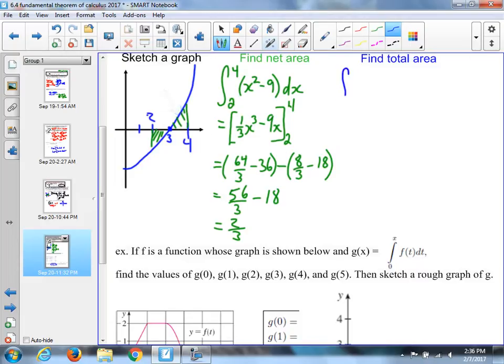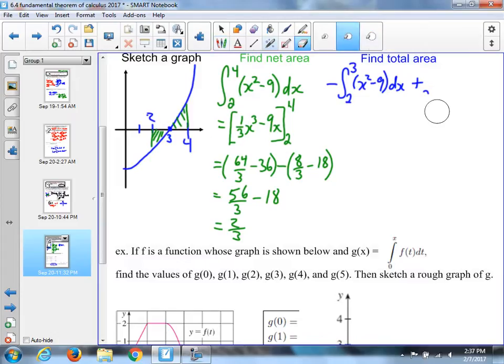So what I do is, from 2 to 3, I'm going to have the opposite sign. Why? Because I know that's below the axis. So that means you have to know something about the graph of this. X squared minus 9 dx added to, so that first thing will actually come out now to be a positive answer, right? Added to from 3 to 4. Oh, I better put the integral, the snake.